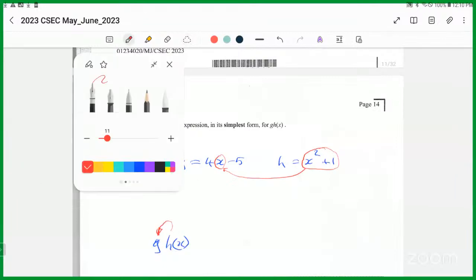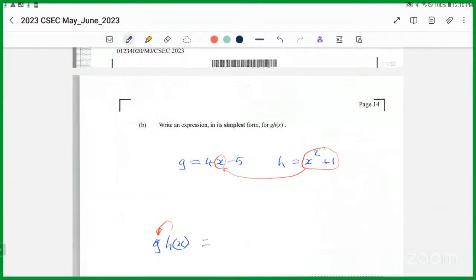So that then becomes equal to, put back the 4 first. Where the x I can put in a bracket and put x squared plus 1. That's what the h is. And then subtract back this 5.